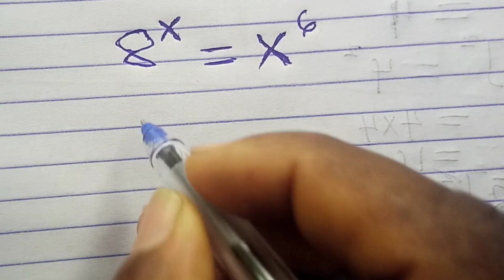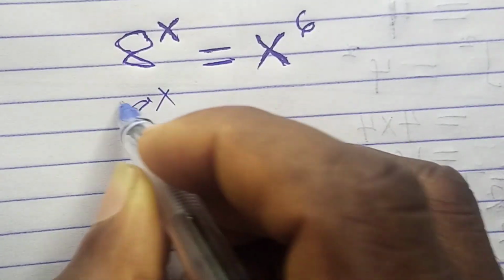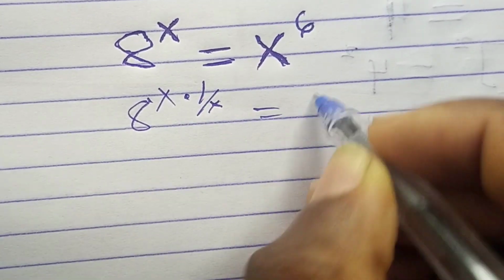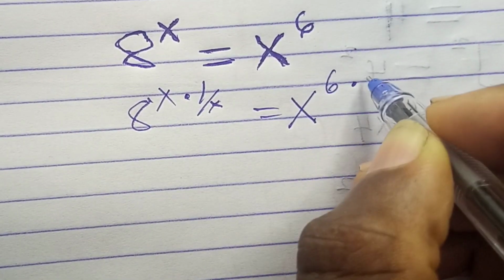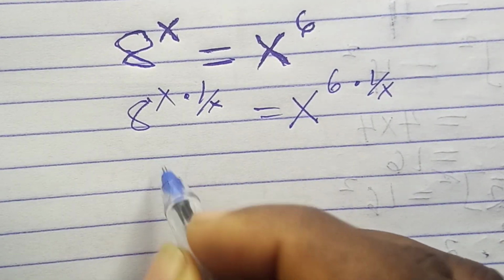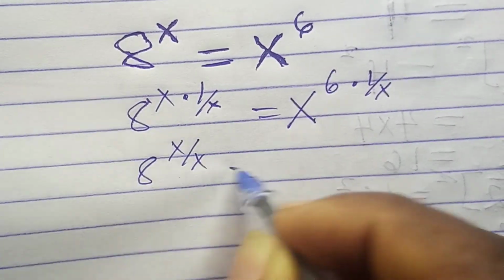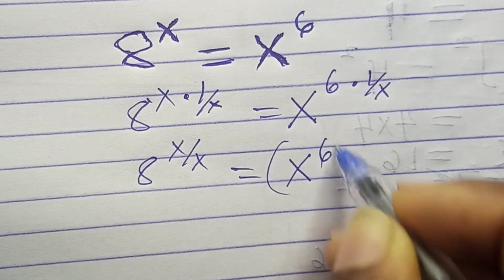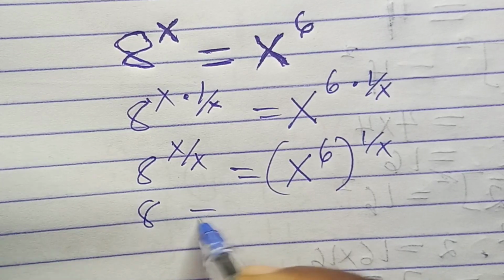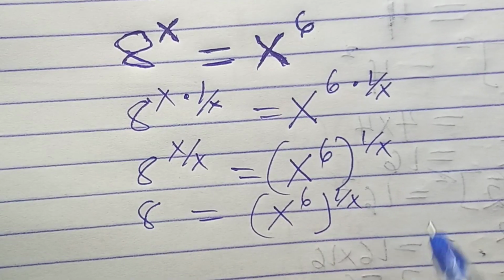So for us to solve this, we can multiply both sides by 1 over x. So we're going to have 8 raised to power x times 1 over x here equals x raised to power 6 times 1 over x. So we can have this: 8 raised to power x over x equals x raised to power 6 raised to power 1 over x. So we're going to have 8 equals x raised to power 6 raised to power 1 over x.